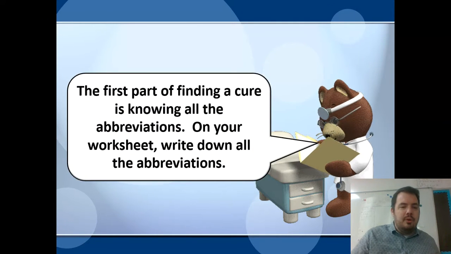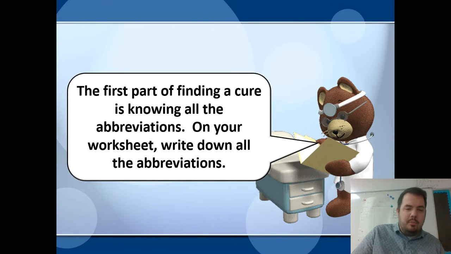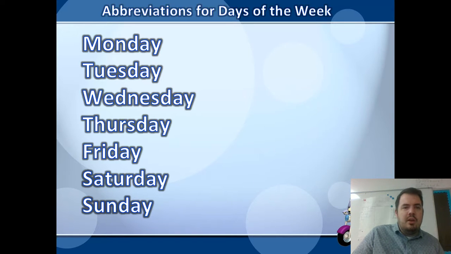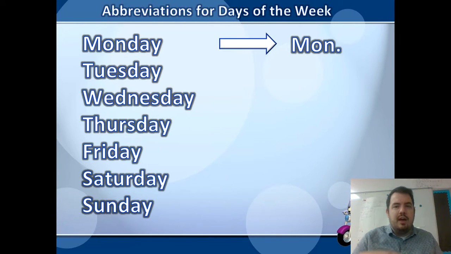Okay, so the first part of finding a cure is knowing all the abbreviations. On your worksheet, like I said, write down all of the abbreviations. Okay, so here we see the days of the week. Now let's just run through them. The abbreviation for Monday is a capital M-O-N period. Monday is the name of a day, so it still starts with a capital letter even when we abbreviate it. Now notice that it has a period at the end. That period means we took a whole word and we shortened it down.